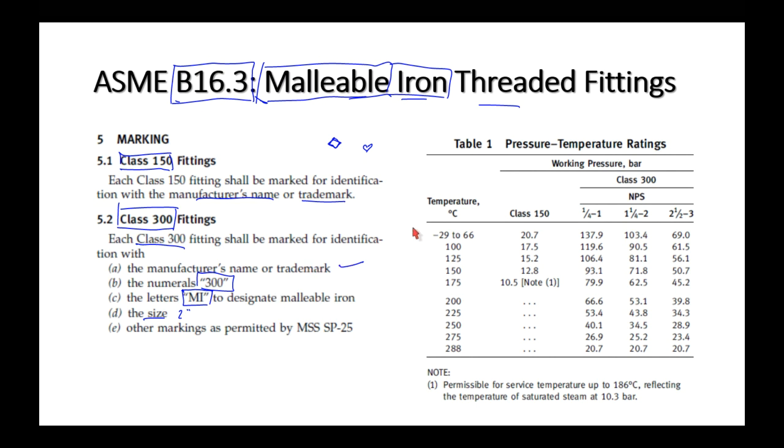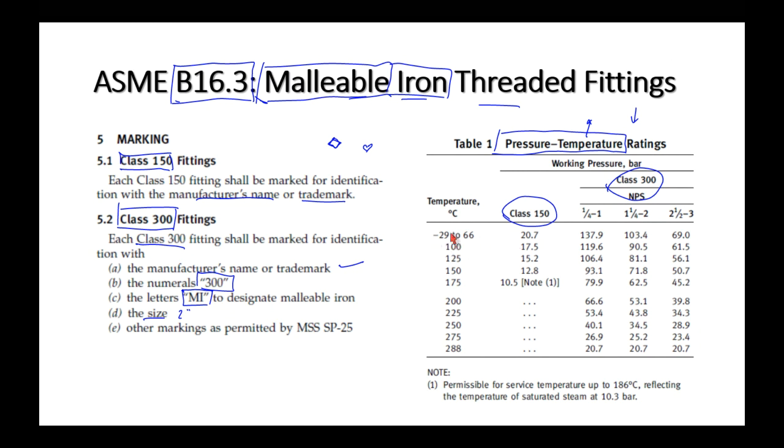So what is meant by class 150 and class 300? These classes are service ratings based upon pressure and temperature, because we know that as temperature goes up, the strength of the material goes down. Some people say, well, that class 300 fitting is good for 250 psi. Well, my answer to that is, at what temperature? At what is always a matter of temperature.